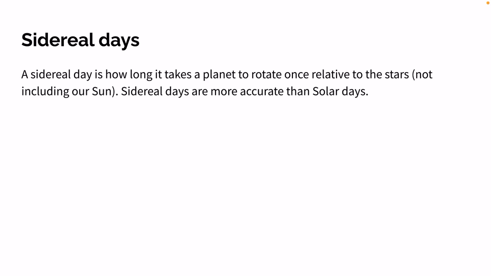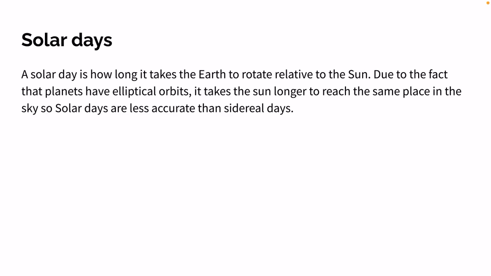So basically, with sidereal days, you choose a star in the sky. If you kept that position in mind, it's how long it takes that star to get from that one point all the way back to that point. And then solar days is the same as that, but with the sun.